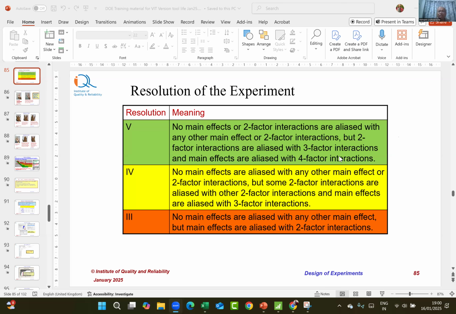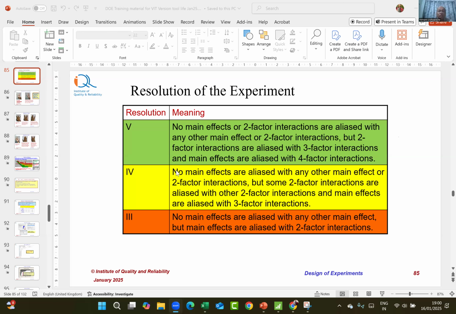What is the benefit of this? The four-factor interactions are small and three-factor interactions are also expected to be small. So you get good information about main effects and two-factor interactions. Confounding is there, but it's not going to bother you much, based on the sparsity of effects principle.